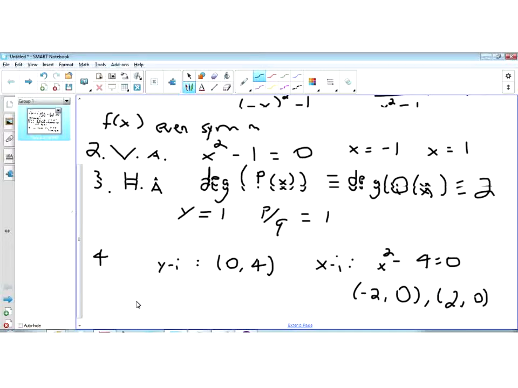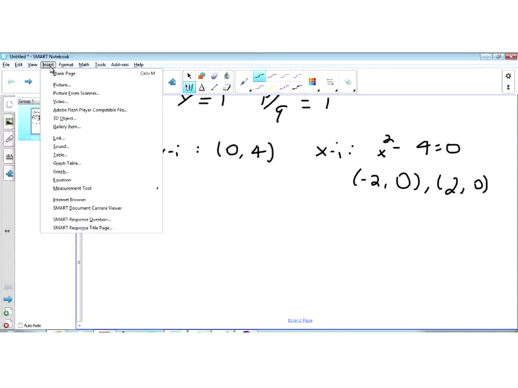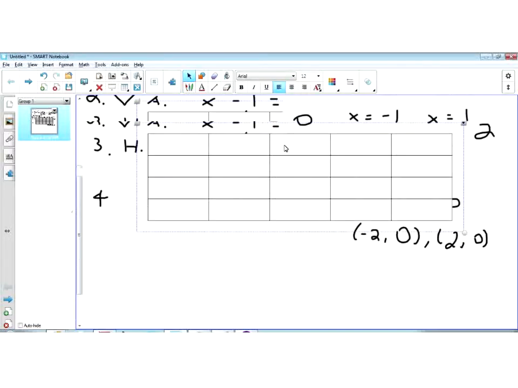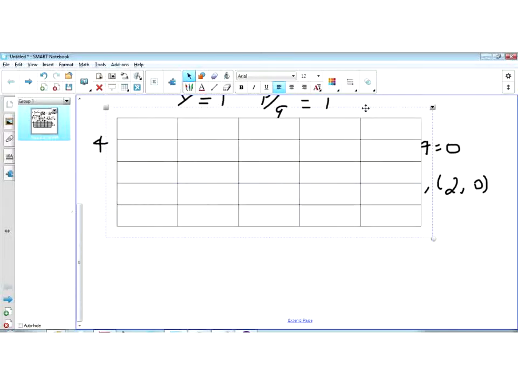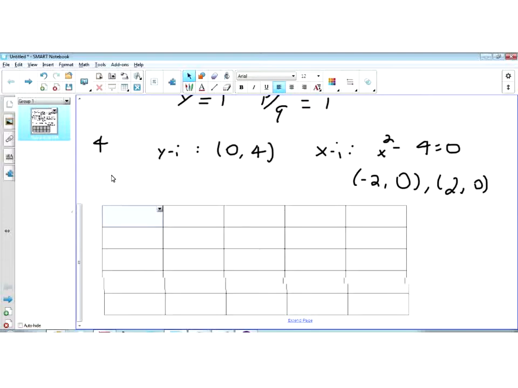Then we need to determine where the graph is above and below the x-axis. So that's where we construct our table of signs. We'll start off with a 5 by 5 table. Okay, so here's our table, and let me drag it out of the way here. And so remember what we put in the first column? We put the prime factors.